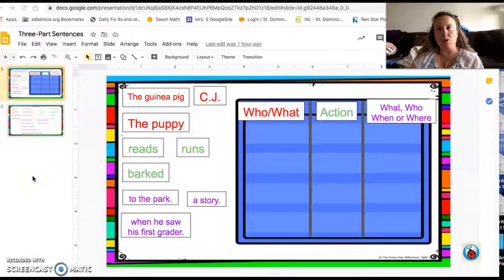Hey guys, so with this lesson, we're going to be discussing three-part sentences. These are sentences where we are making sure that we are including subjects and also verbs or actions. Those words don't make much sense right now, they will in the future. This is the first part, where we begin to practice writing our own sentences.